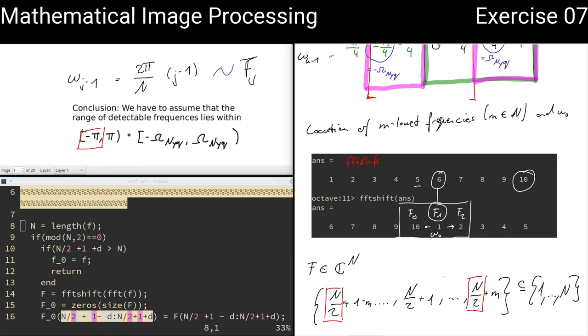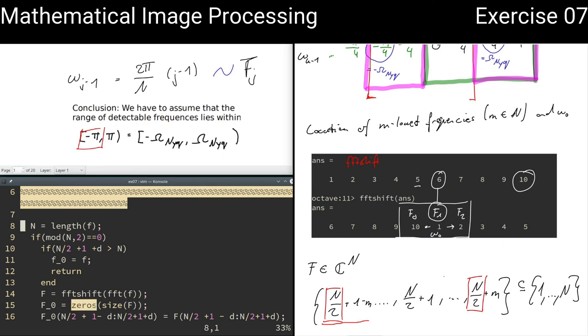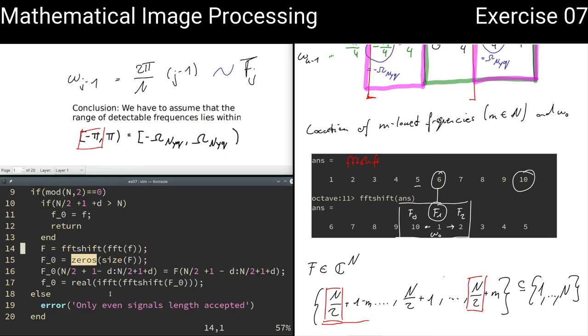So if you take a look at the left end, it should be n over 2 plus 1 minus d. So from the left end of the coefficients that I want to maintain to the right end of the coefficients that I want to maintain, I just copy the values from the original Fourier transform. And as I initialized f0 with zeros, this means I'm just going to cancel out the rest. Okay, and then I transform back.